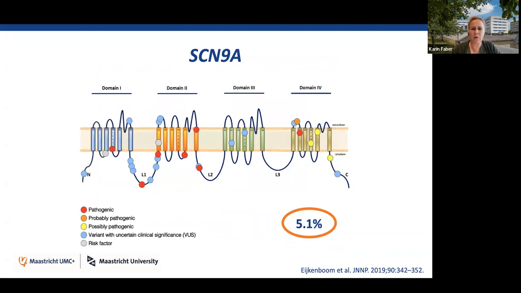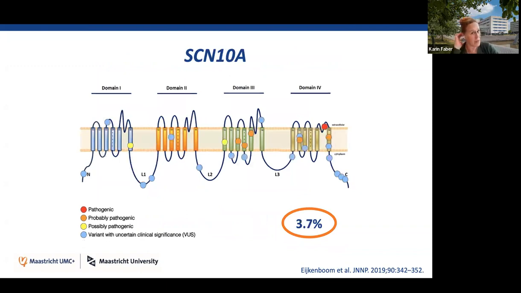And the frequency of variants in SCN9A was 5.1% in this patient group. For SCN10A, it was 3.7%, and for SCN11A, it was 2.9%.